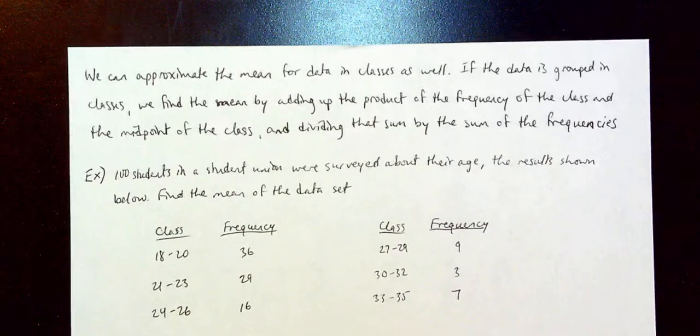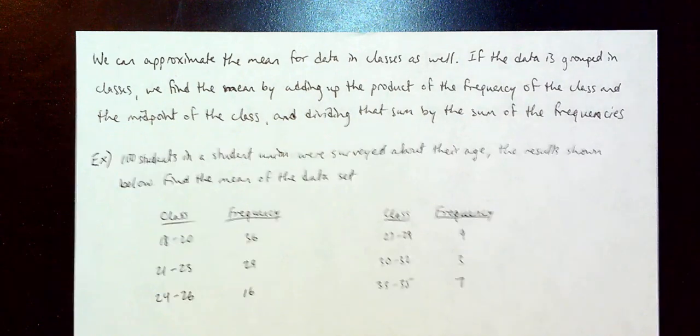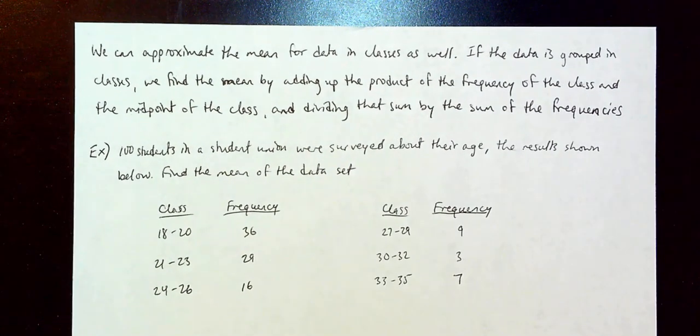Now, sometimes we have data that is put into classes. When we saw things where we took data and we made, say, a grouped frequency distribution or a histogram or something like that, we had data in sort of classes. Sometimes we do need to get some sense as to what the mean is for data that is put in classes. So the question is, how do we do that?